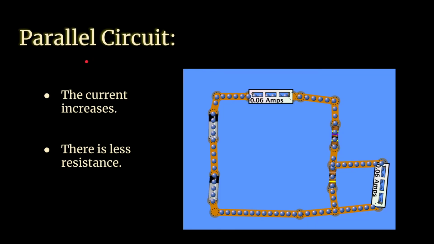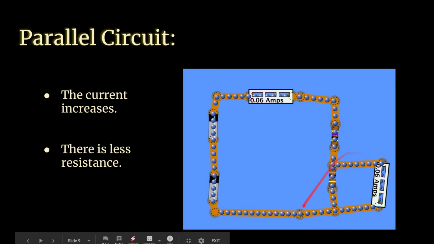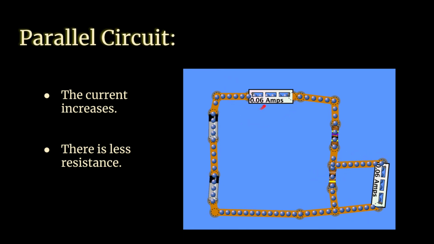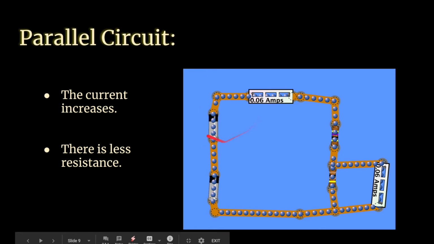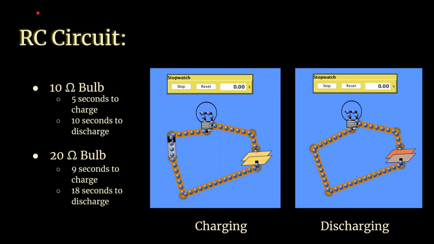Next, we have a parallel circuit. We place an ammeter parallel to the 100 ohm resistor, and we notice that the current actually increased. This is because there is less resistance in this path due to the node rule. Next, we have our first part of the RC circuit.